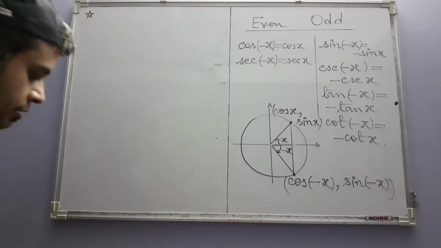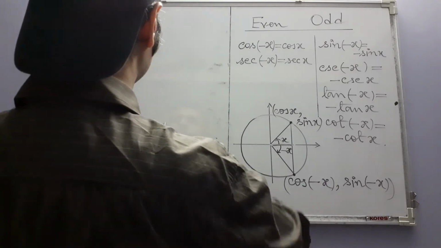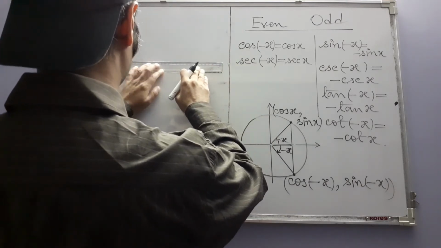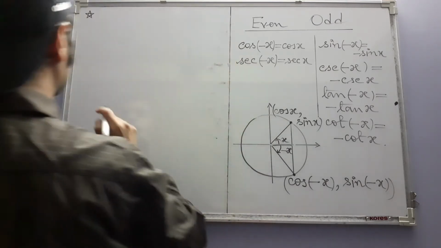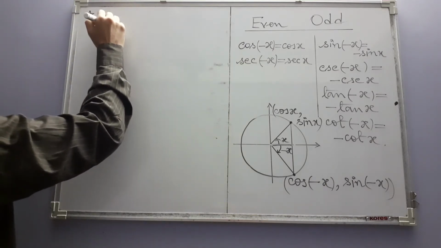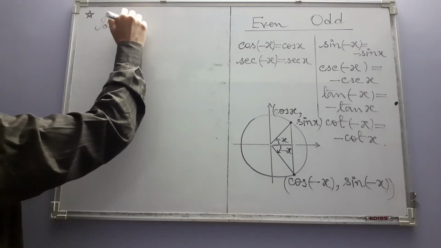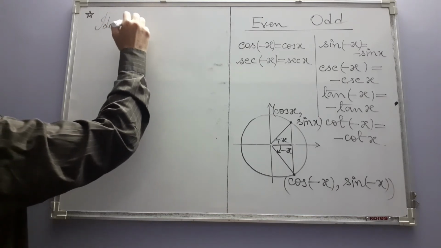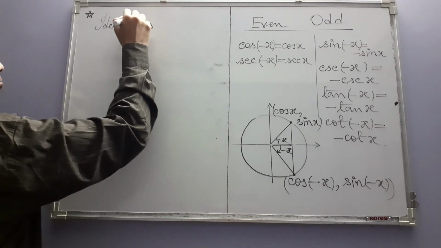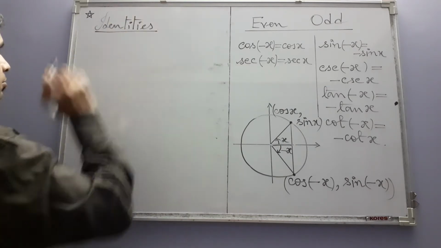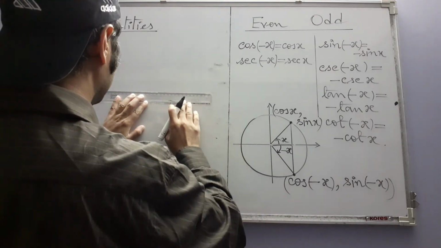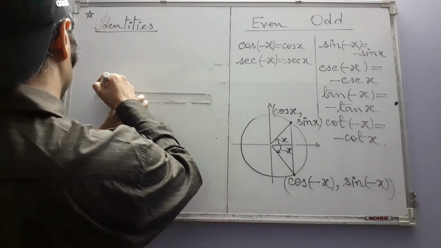So to see the trigonometric identities, the very first identity is in fact the... okay, let me just write the heading also. Identities. The first one is, of course, the one we are most familiar with.